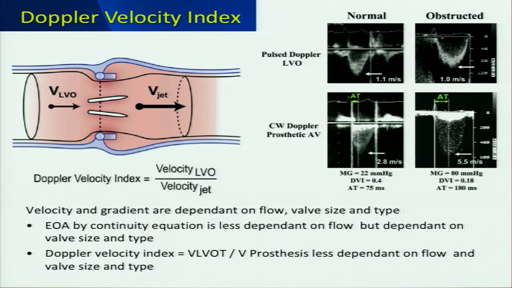Then you've got a nice laminar population of flow. That's a good quality LVOT sample. You don't want to be too close to the prosthetic valve because then you get into the pre-acceleration, which therefore affects your VTI calculation and your valve area calculation.